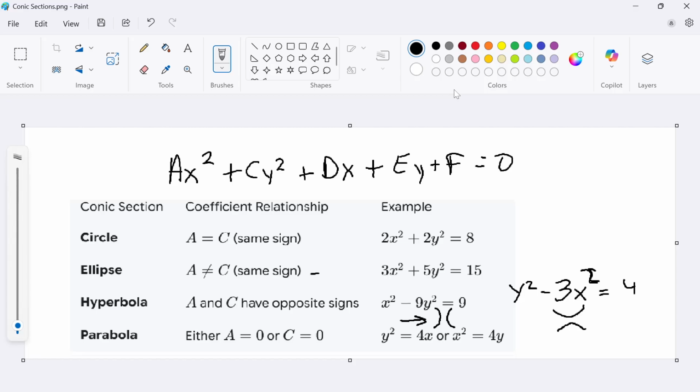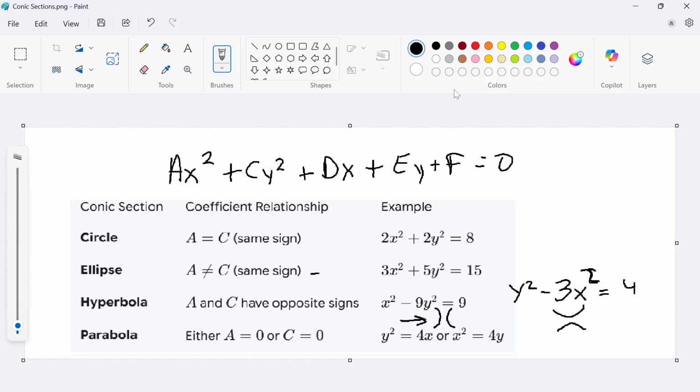A equals C, they're making this difference with the same sign, but 2 equals 2, negative 2 equals negative 2. So they just want to tell you the numbers are the same and the signs are the same. For an ellipse, the numbers are not the same, but they do have the same sign. So 3 and 5, not 3 and negative 5. It couldn't be 3x squared minus 5y squared. That would be a hyperbola.